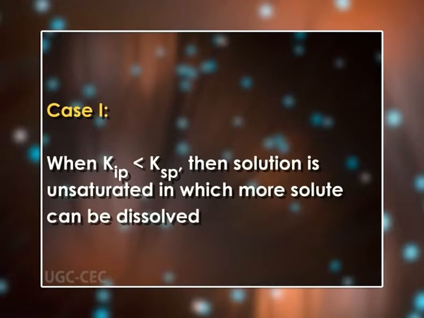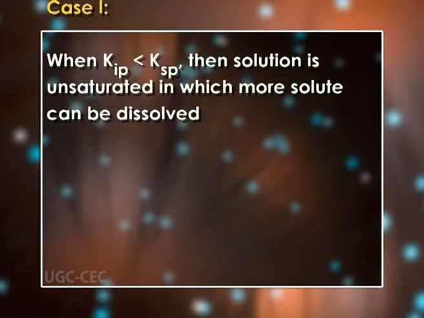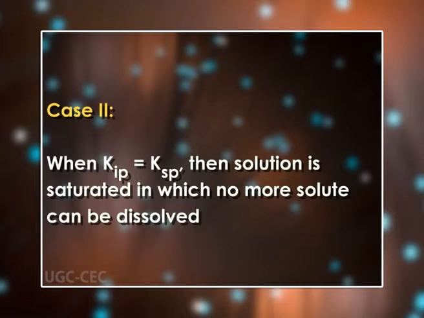There are three cases which we must understand well. Case first, when ionic product, that's KIP, is less than the solubility product KSP, then solution is unsaturated, in which more solute can be dissolved. Case second, when ionic product is exactly equal to the solubility product KSP, then solution is saturated, in which no more solute can be dissolved.